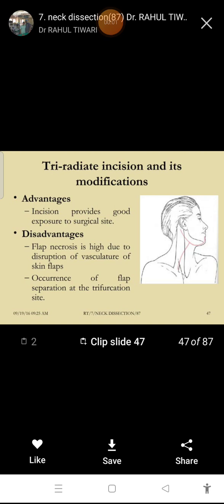Let us have a look at the tri-radiate incision and its modifications. The advantages are the incision provides good exposure to the surgical site, whereas the disadvantages include high flap necrosis due to disruption of vasculature and occurrence of flap separation at the trifurcate site.